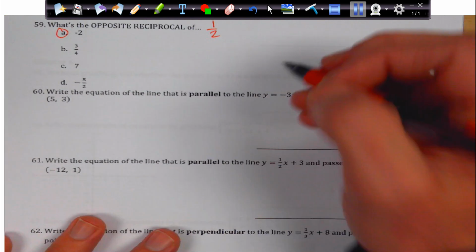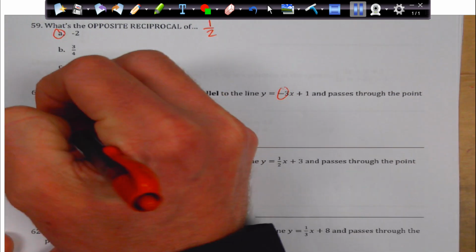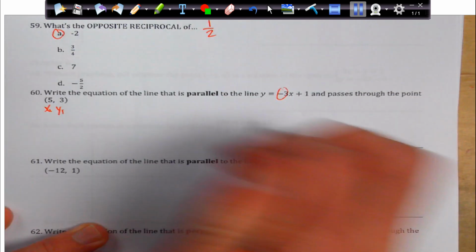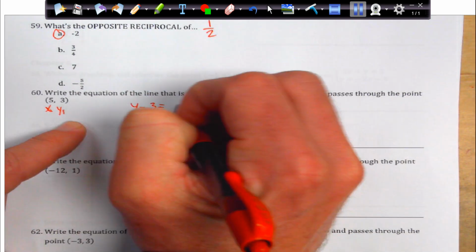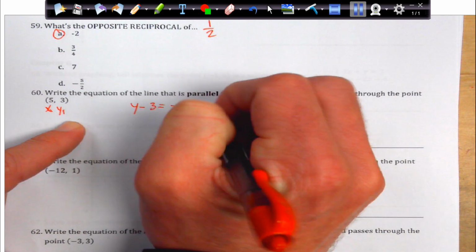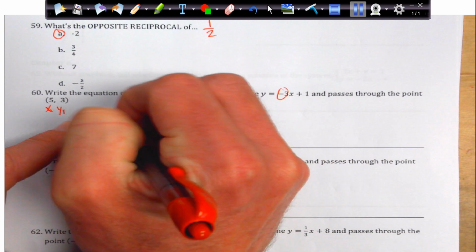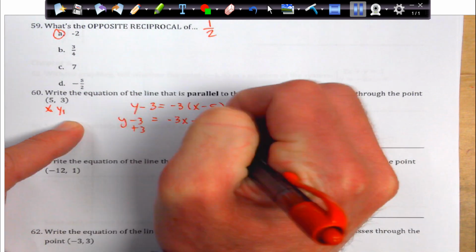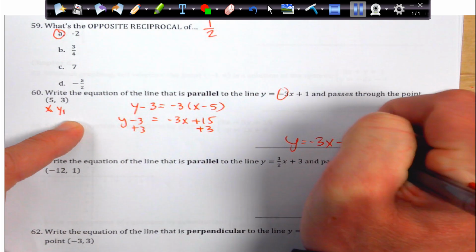So if it's parallel, it's the same slope. So I just grab this and I put it into point slope form. And here we go. So we get y minus 3 equals negative 3. There's the slope I got from there. x minus 5. Distribute, we get negative 3x plus 15. And then we add 3. And we get y equals negative 3x plus 18.